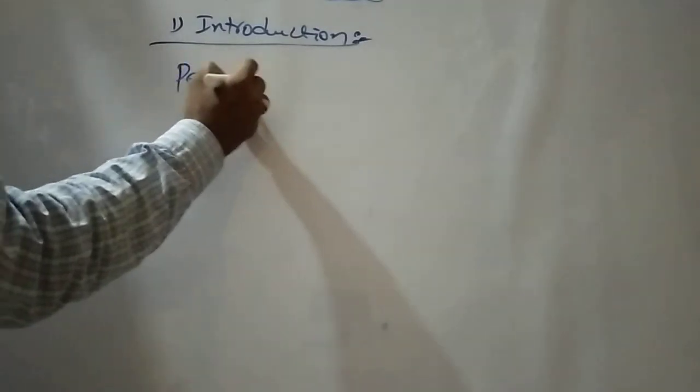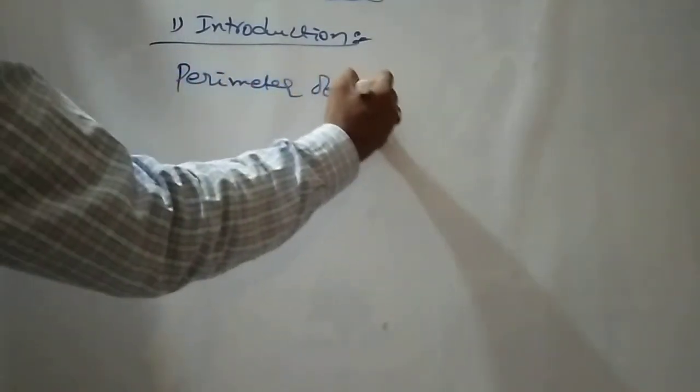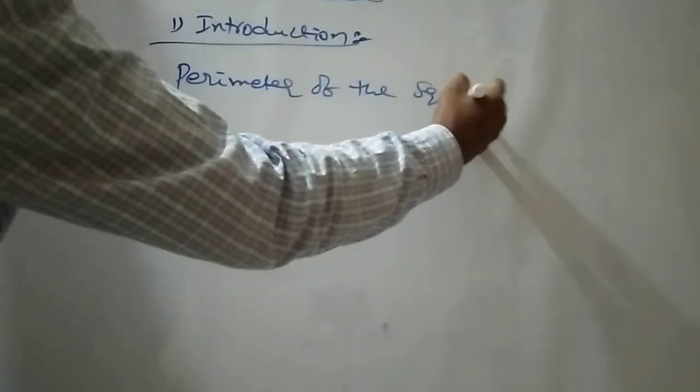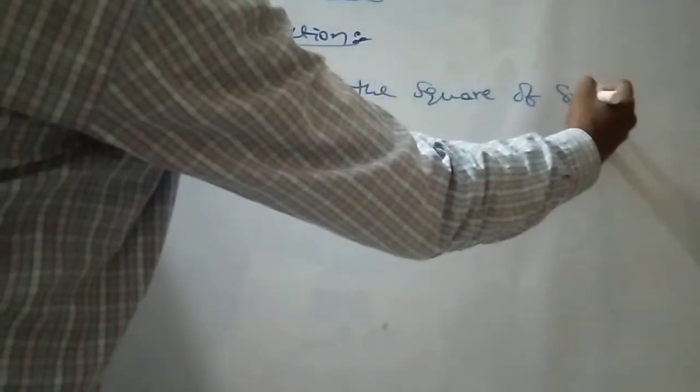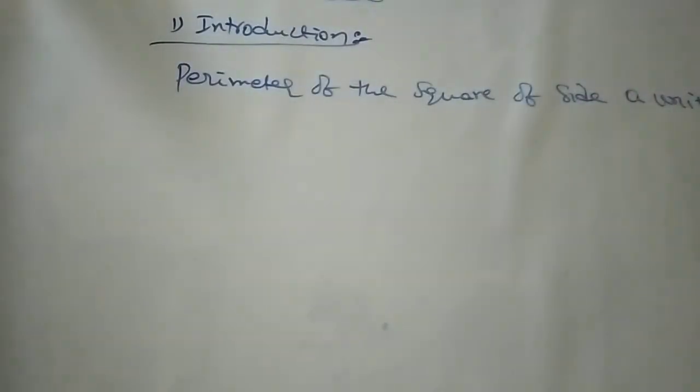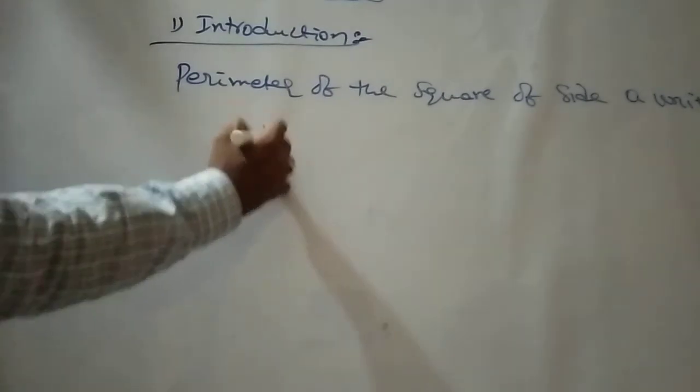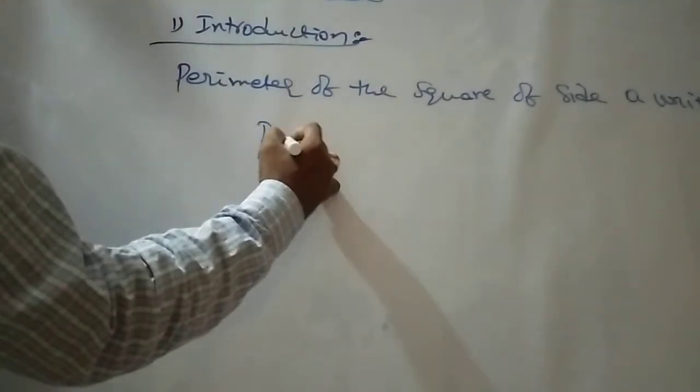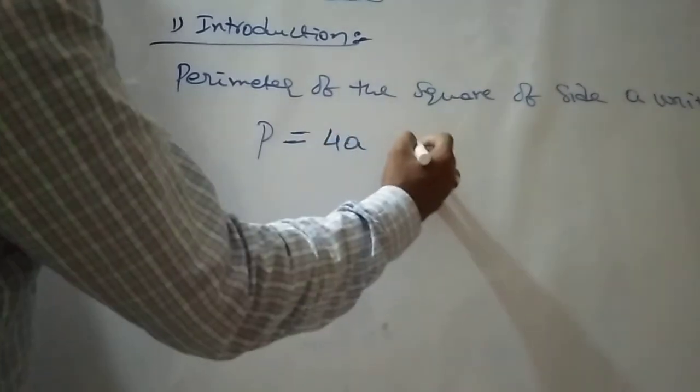Next, one more, we'll discuss the perimeter of the square. Perimeter of the square of side A units. Perimeter, generally denoted with P, is equal to how many sides for a square? 4 sides. A plus A plus A plus A, that is 4A units.